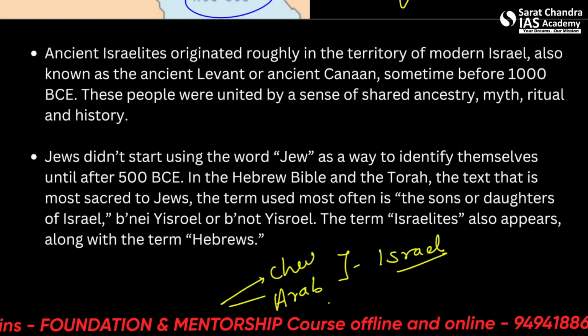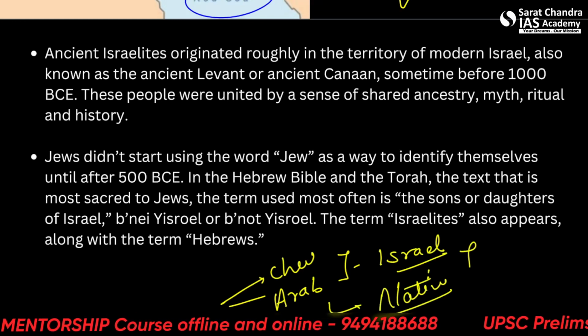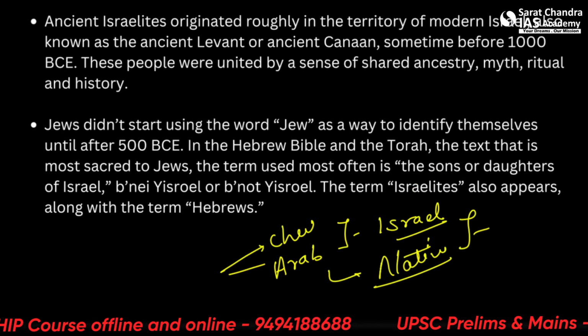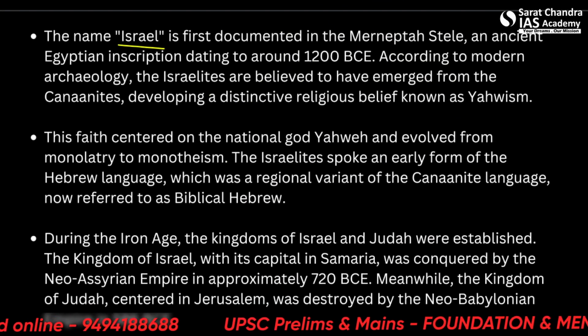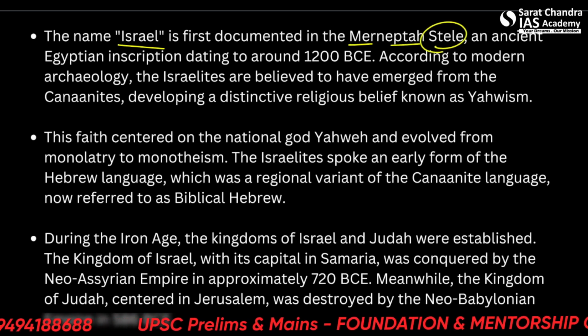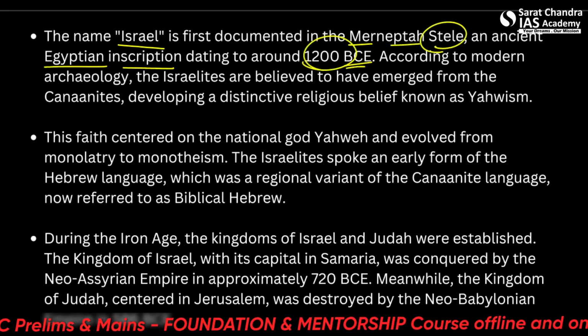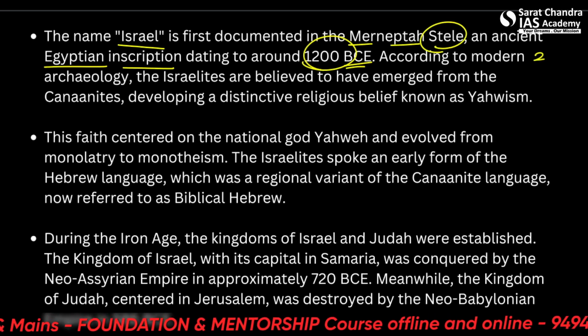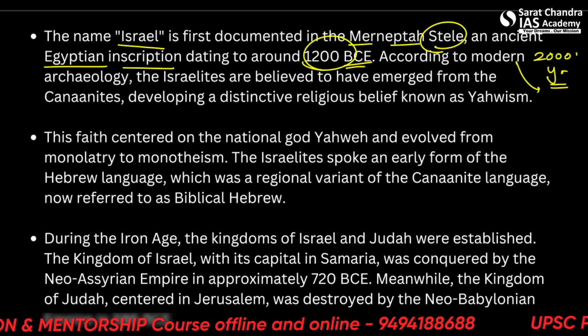So Jews can be considered the natives of Israel, living there thousands of years before any other people. The name Israel is first documented in the Merneptah Stele, an ancient Egyptian inscription dating to around 1200 BC. So we are talking about 2000 years before the advent of Islam in the area.